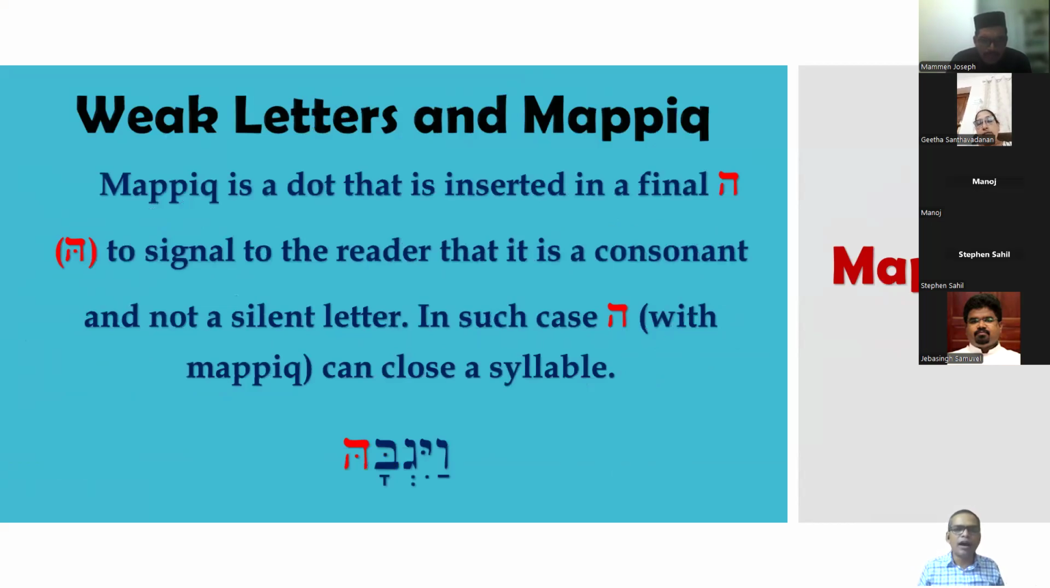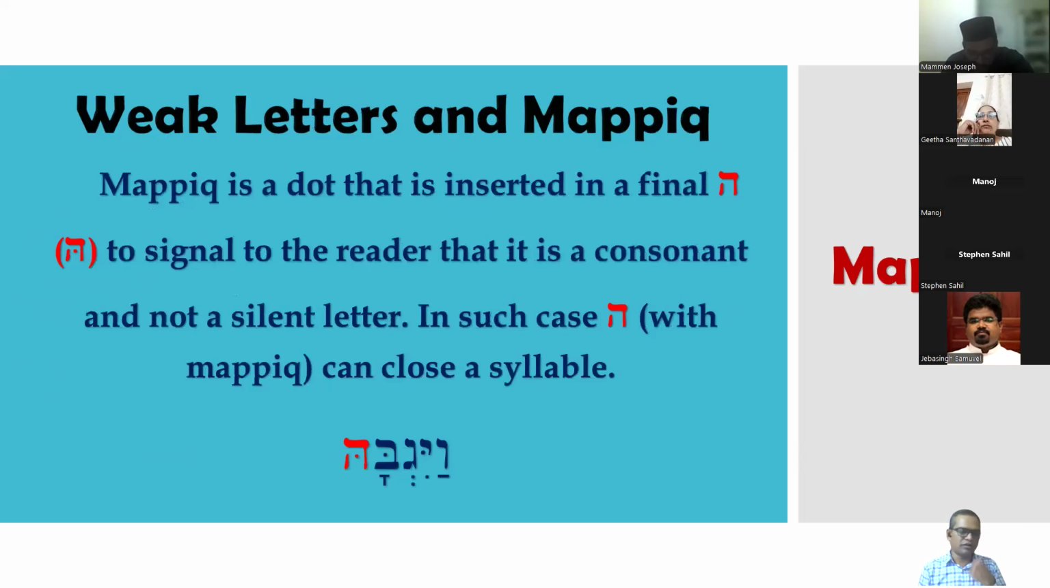That ha sound I will make when I see mapik at the end of a word. So this is especially for he. You should not misunderstand this and think that it is dagesh forte. No, dagesh forte will not appear in gutturals, and only when he is appearing at the end of a word and when it has to be pronounced, then mapik will appear.